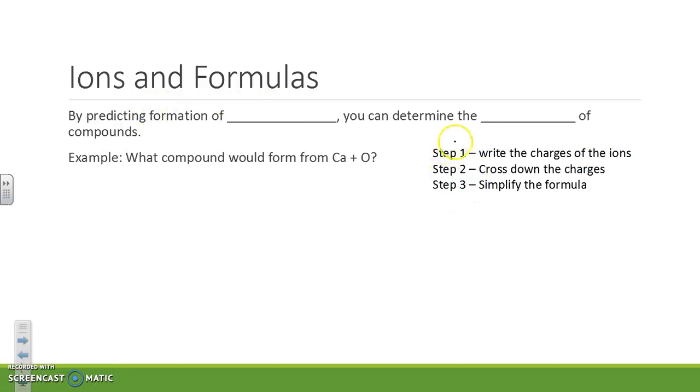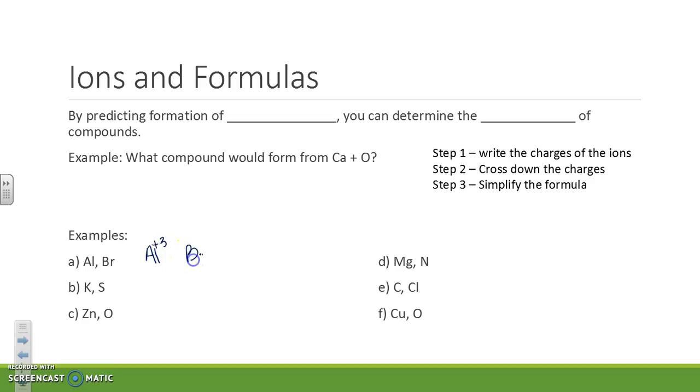Here are the steps to writing the formula: you write down the charges of the ions, you cross down the charges, and then you simplify the formula. So let's do some practice. We have aluminum and bromine. Aluminum has a +3 charge, and bromine has a -1 charge.